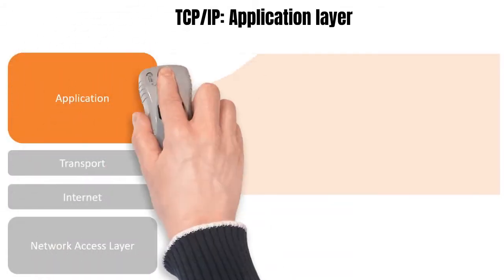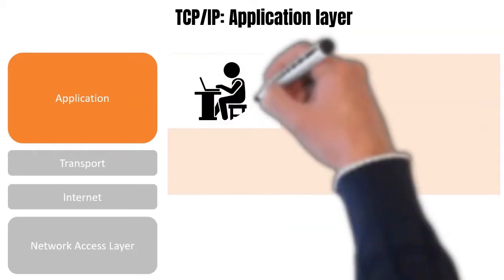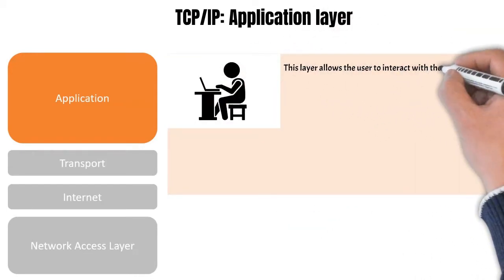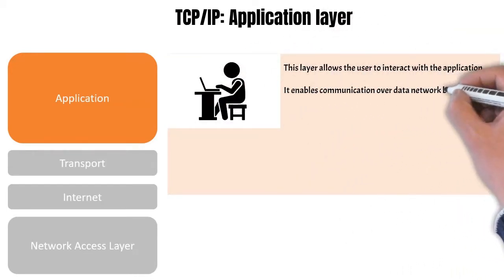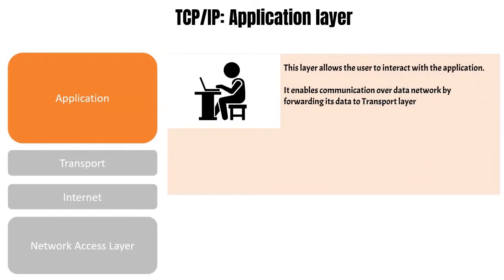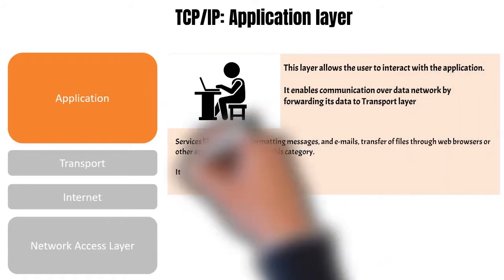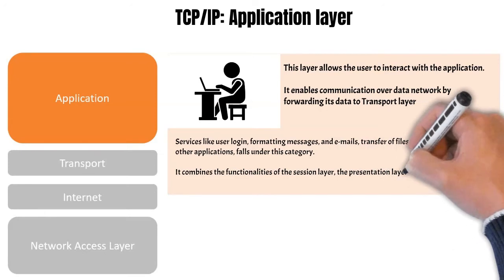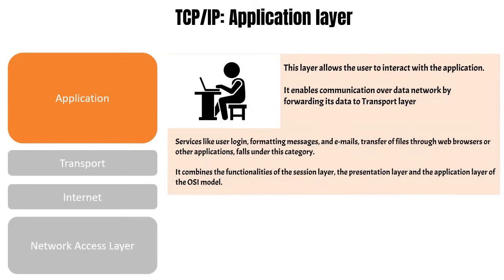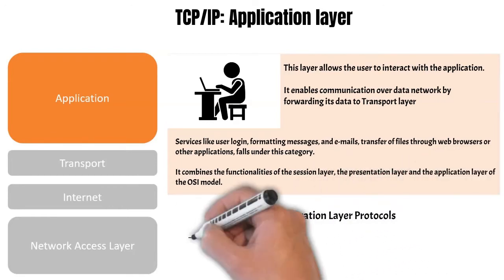Let us now discuss each layer one by one. The application layer prepares human communication for transmission over the network and allows the users to interact with the application. It facilitates the user to use services such as email, user logging, and transfer of files through web browsers or other applications. It combines the functionalities of the session layer, presentation layer and the application layer of the OSI model. Let us have a look at some of the application layer protocols.